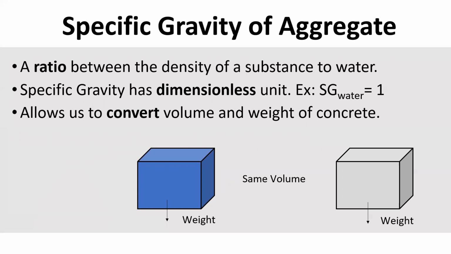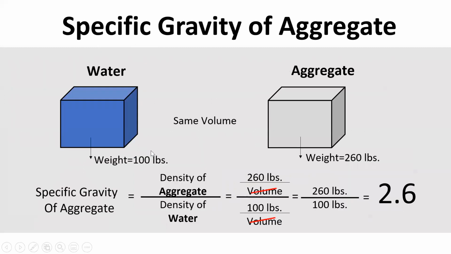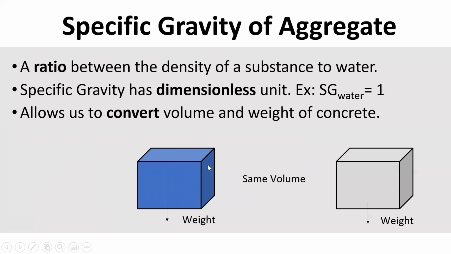So the specific gravity of aggregate is the same thing as saying, if you have a volume of water and a volume of, we used cement just now, but you could also use aggregate, they have the same volume but different weights. Like I said, cement's 3.15. That means if they're the exact same volume and you weigh water and then you weigh cement, the cement's going to be 3.15 times larger in weight.